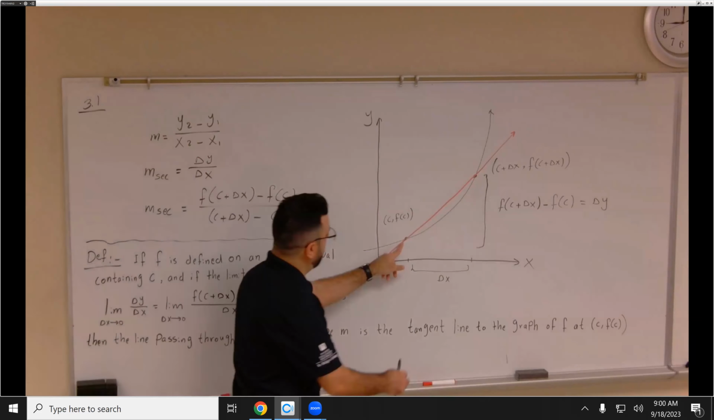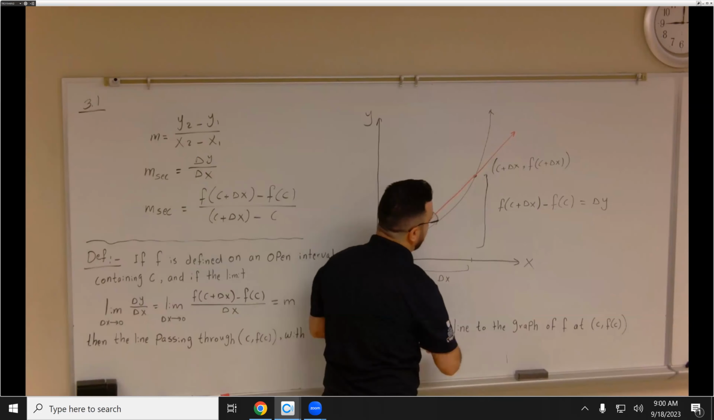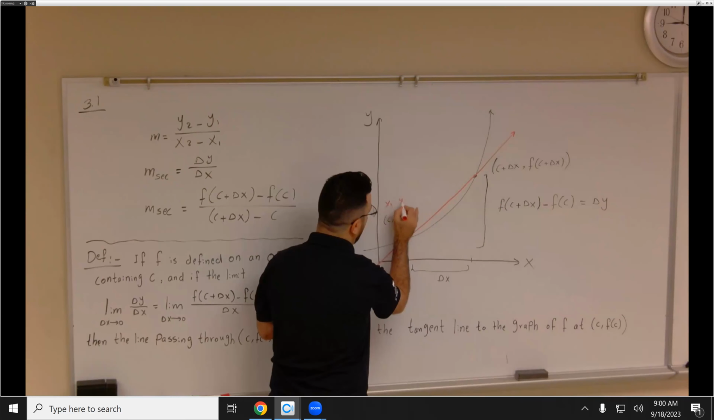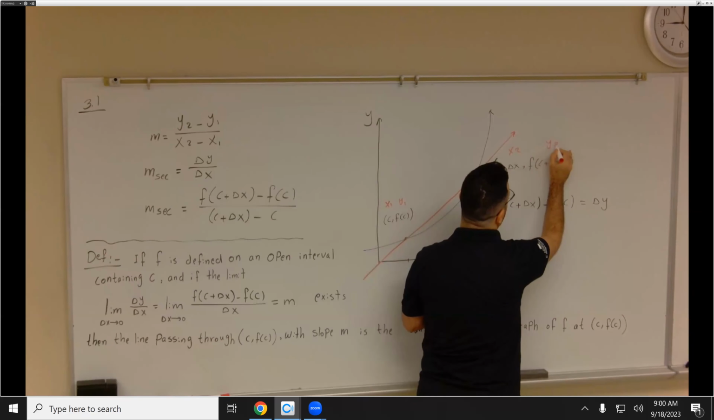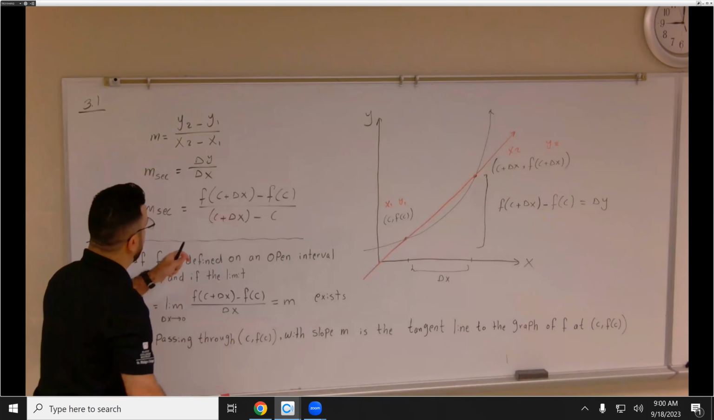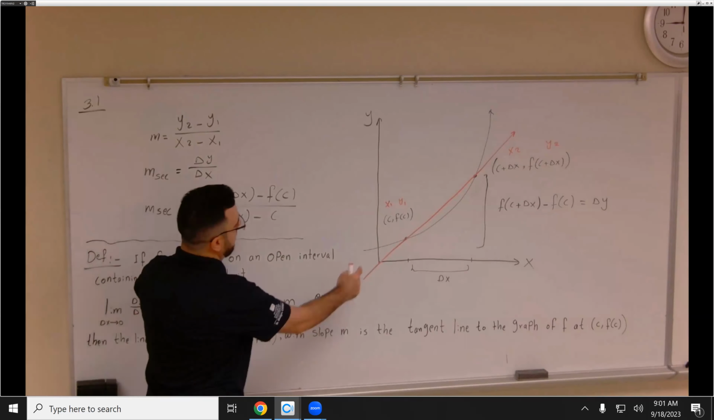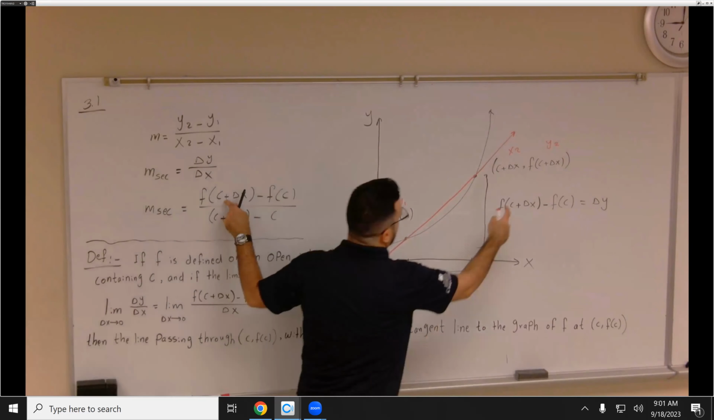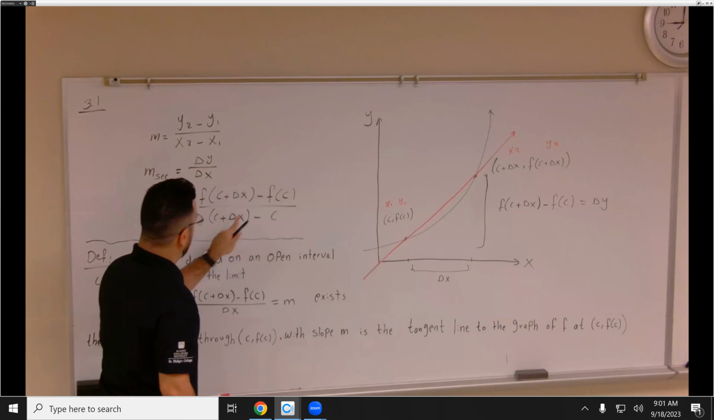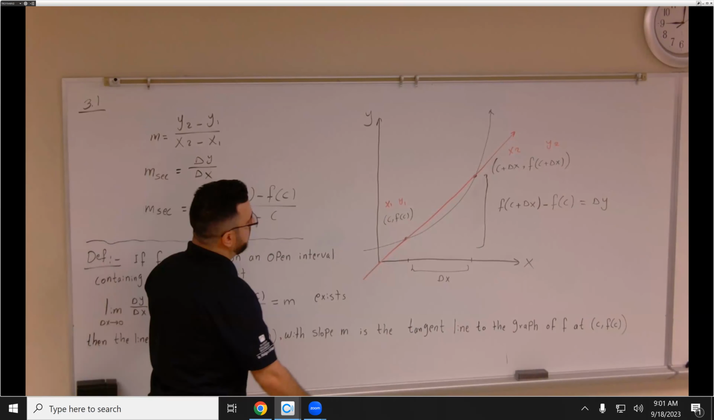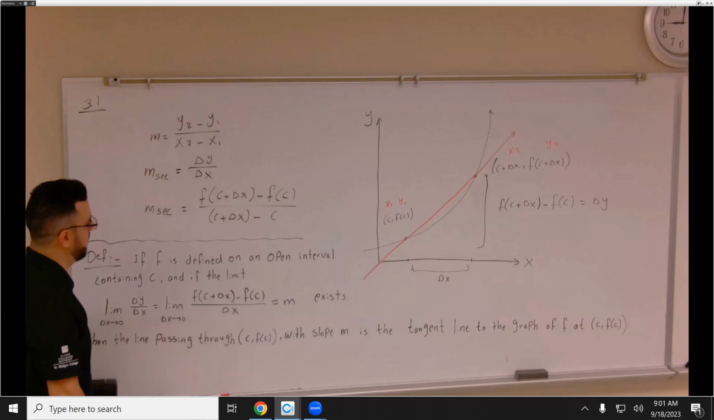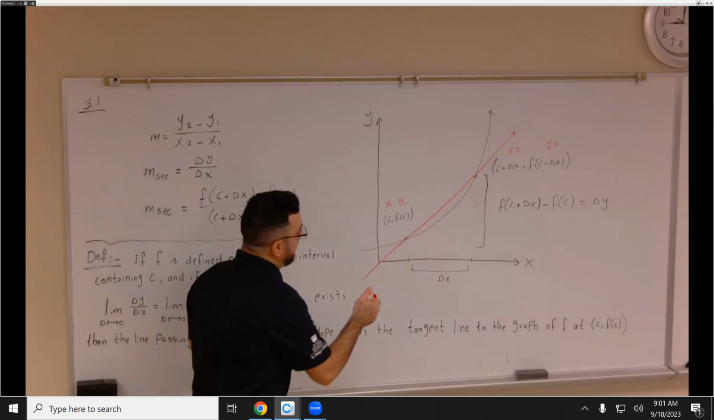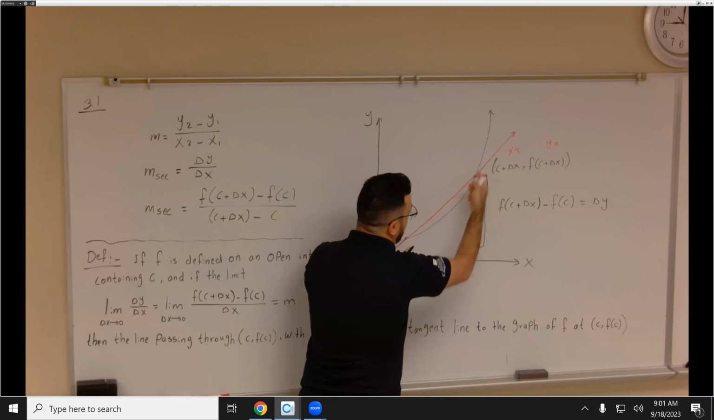Now, I have 2 points. This is the y coordinate. That means x1, y1. And here's x2, y2. So to find the slope, we're going to plug in f of c plus x, y2 minus y1, over x2, which is here, minus x1, which is the point c. So that's how we're going to find the slope. Now, we're going to find the slope for the secant line, but not the tangent line, which is here.